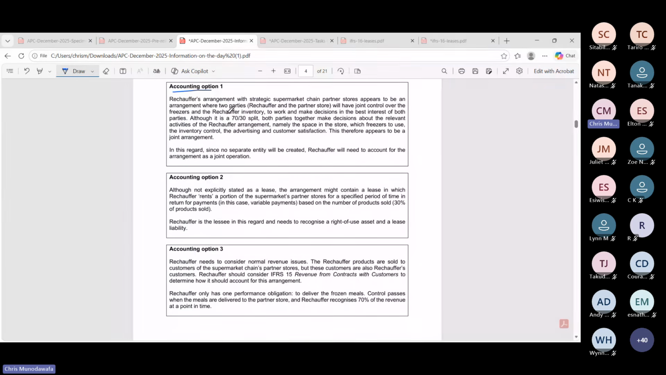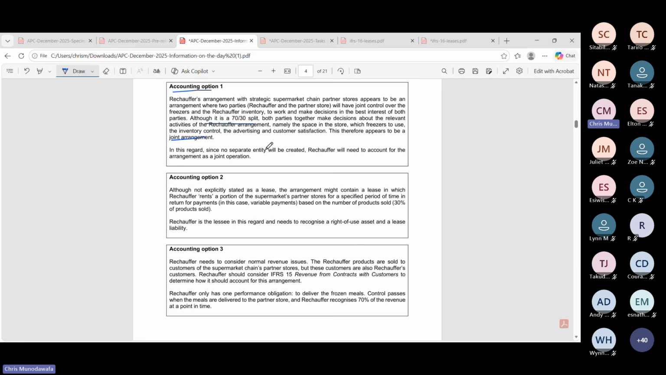The arrangement, Richard's strategic arrangement, appears to be an arrangement where 2 parties who have joint control over freezers work and make decisions in the best interest of the parties. Although it's a 70-30 split, both parties together make decisions about relevant activities, namely dispersing the store, which freezers to use, inventory control, advertising and customer satisfaction. This therefore appears to be a joint arrangement.